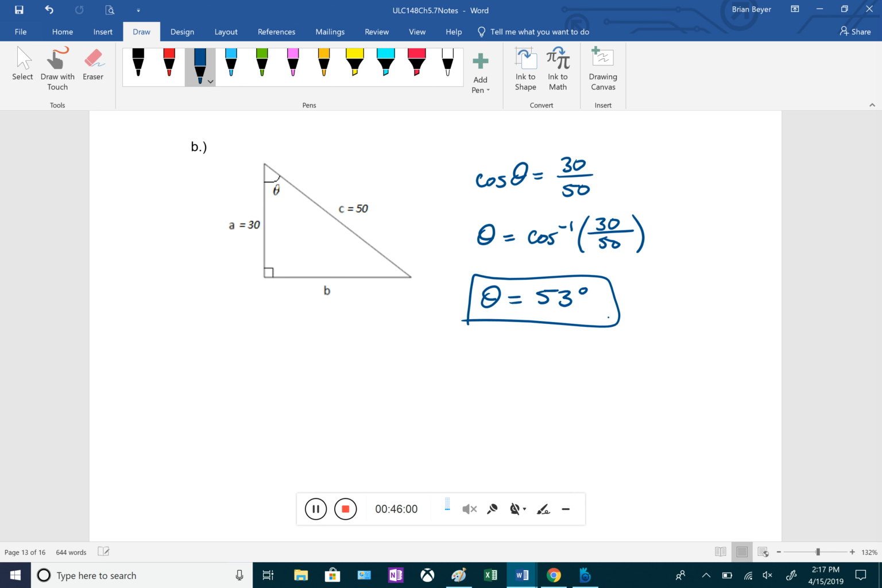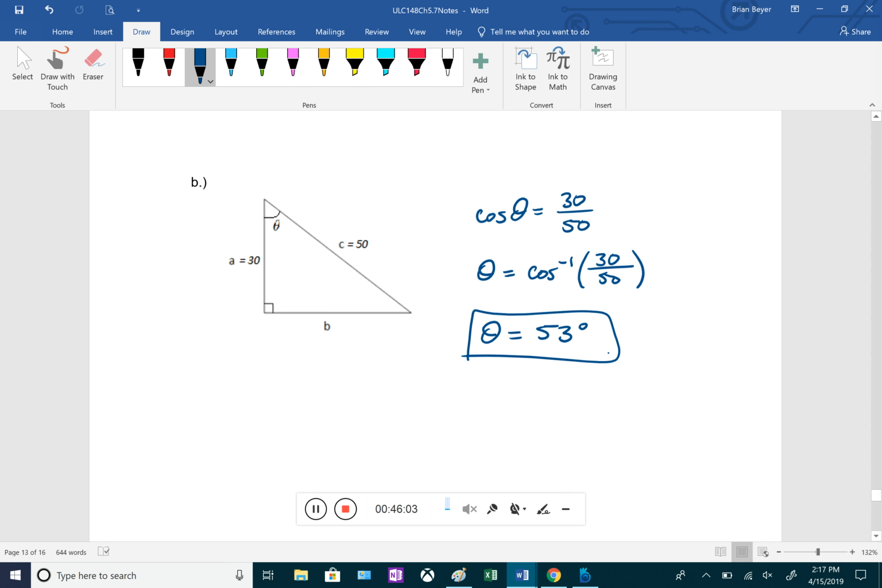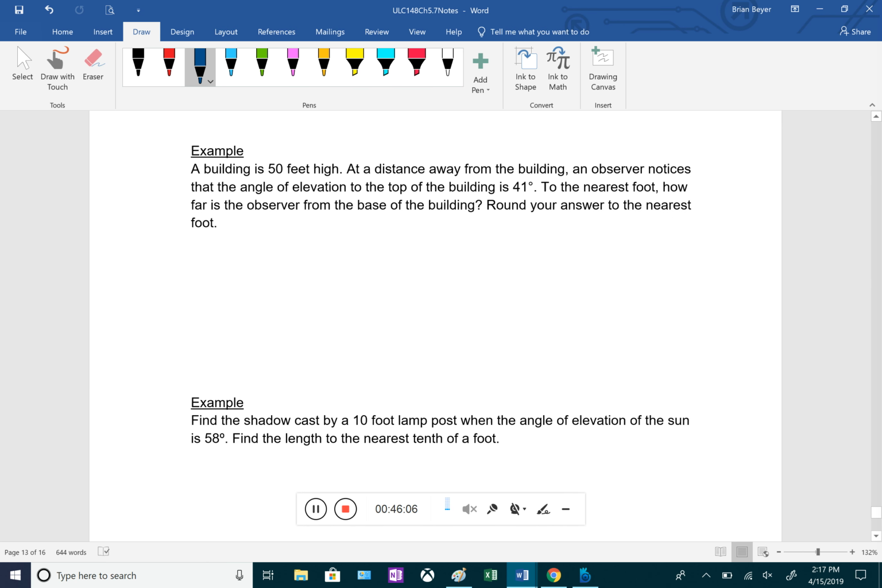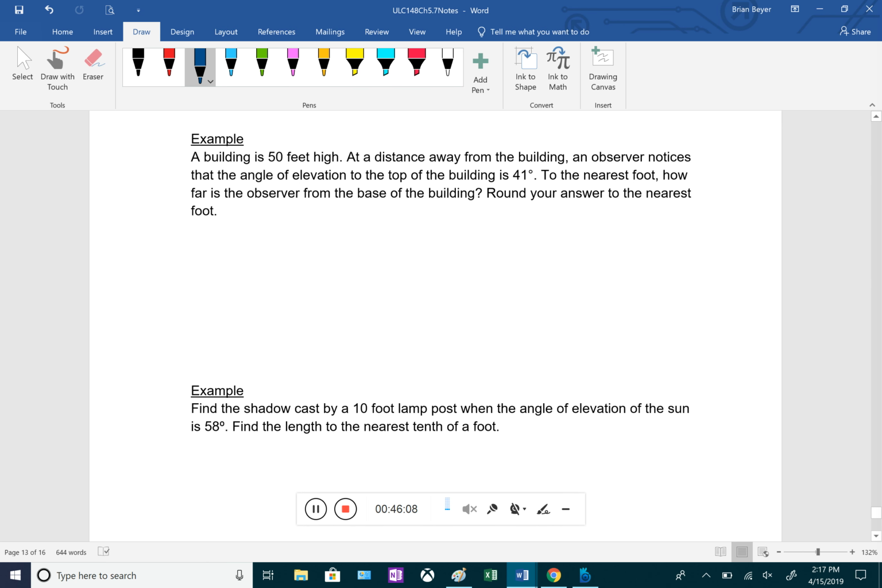Okay, so hopefully those are relatively simple. So let's do a couple word problems here. For this first one, we have a building that is 50 feet high. At a distance away from the building, an observer notices that the angle of elevation to the top of the building is 41 degrees. To the nearest foot, how far is the observer from the base of the building? Round to the nearest foot.